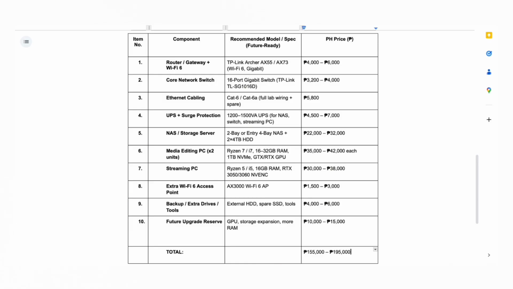To ensure power protection and system stability, a UPS and surge protector system is included at an estimated cost of 4,500 to 7,000 pesos. The network attached storage server, which stores sermon videos, edited media, and digital archives, is estimated at around 22,000 to 30,000 pesos, depending on storage capacity. Each media production workstation is estimated at around 35,000 to 42,000 pesos, while the dedicated live streaming PC is priced between 30,000 to 38,000 pesos.